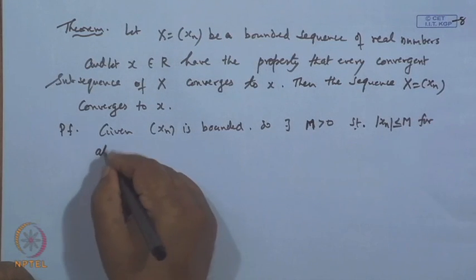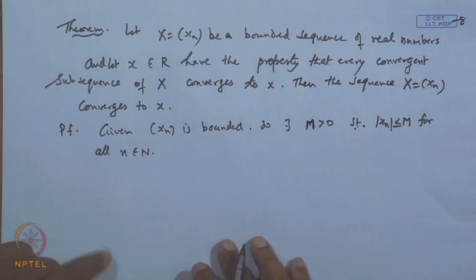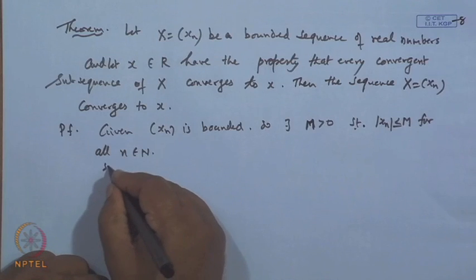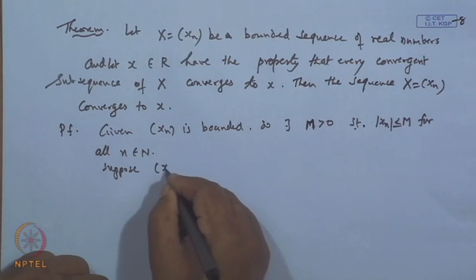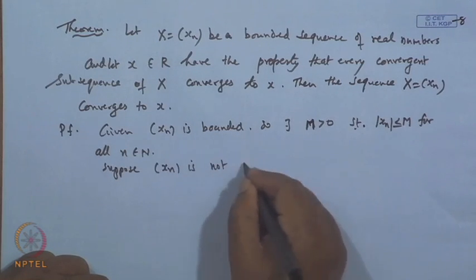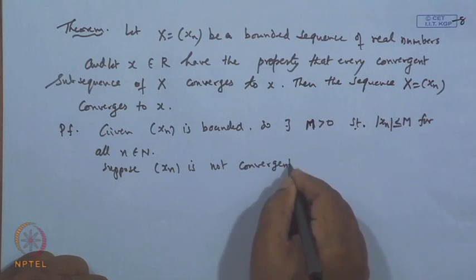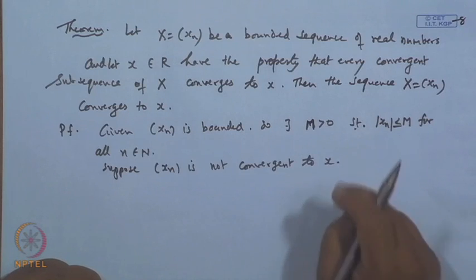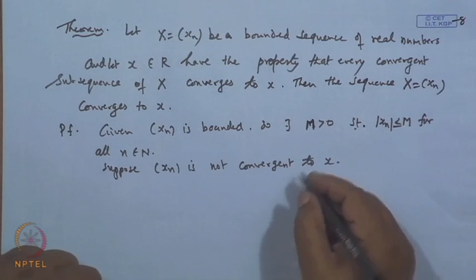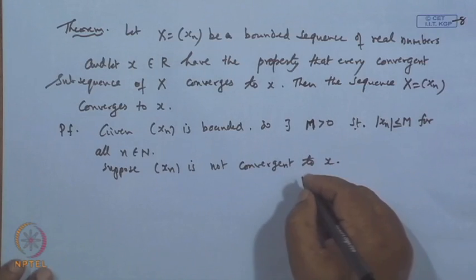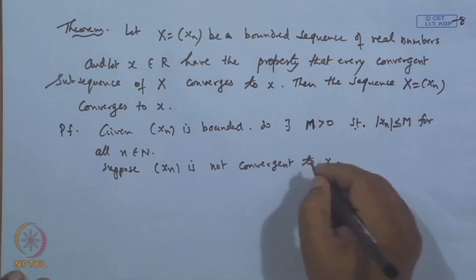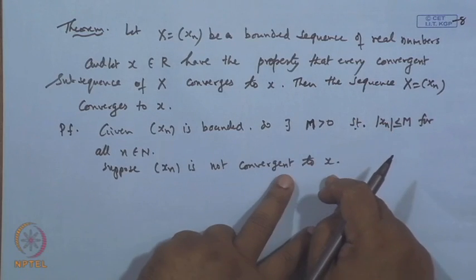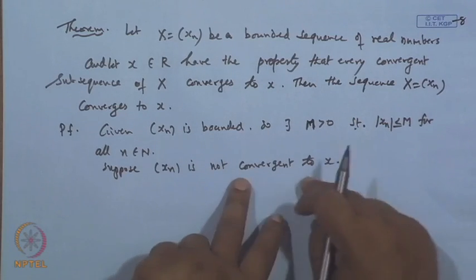For all n belongs to N, because it is bounded. Now, we wanted the x n is convergent. So, suppose this sequence x n is not convergent, does not converge to x. Okay. Then what do we do, once the sequence does not converge to x?